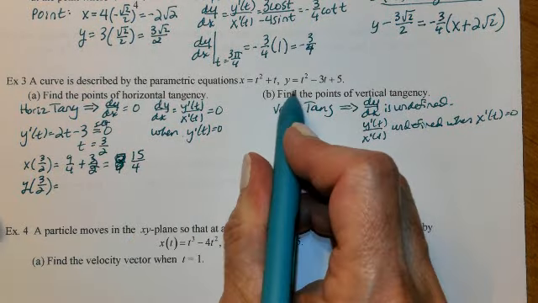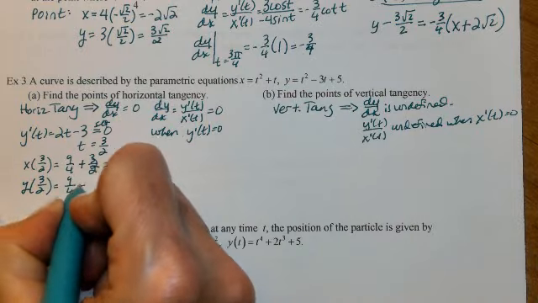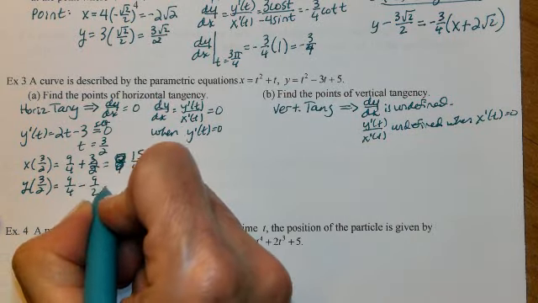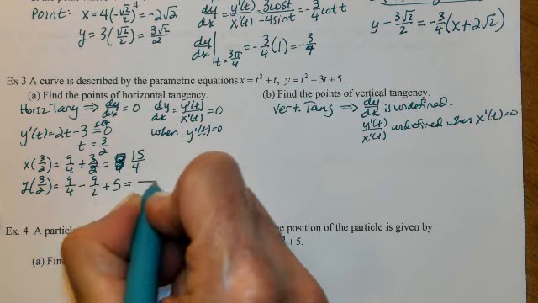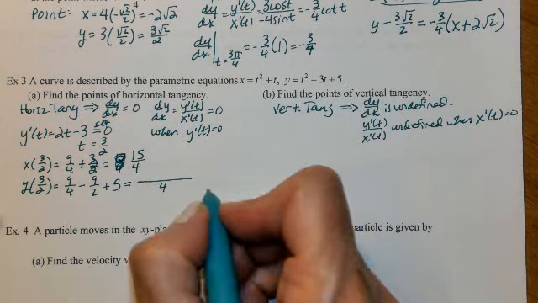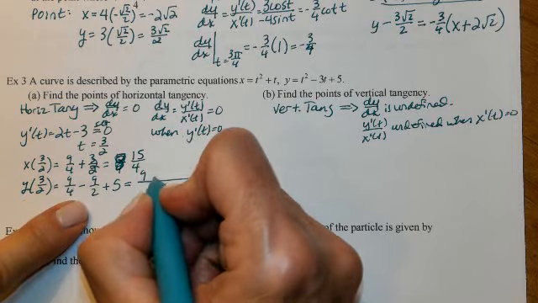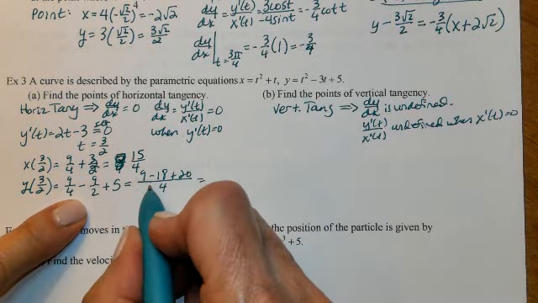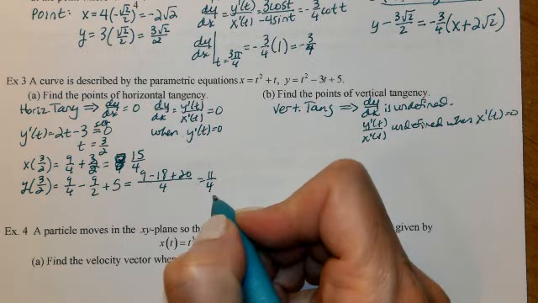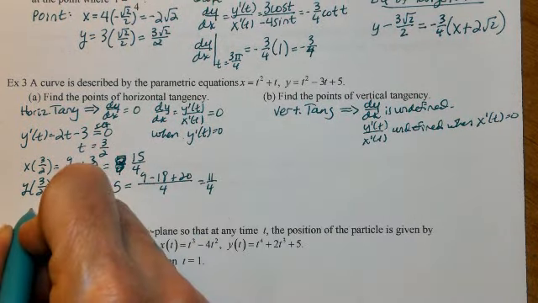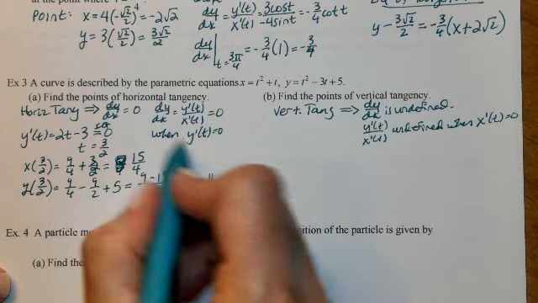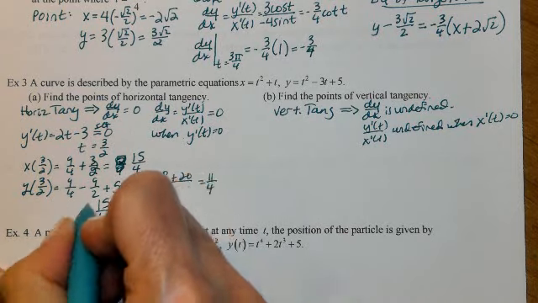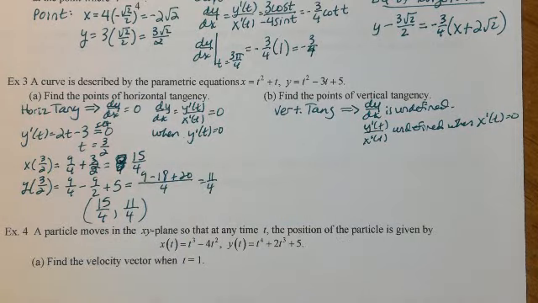All right, y at 3/2 will be 9/4 minus 3 times 3/2 is 9/2 plus 5. Oh, more fun with fractions. My common denominator is going to be a 4. This is going to be 9 minus 18 plus 20. So that's 11/4. Okay, so the point where we have a horizontal tangent is 15/4, 11/4. Okay.